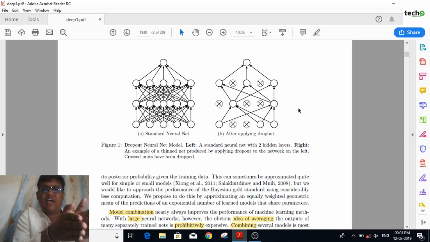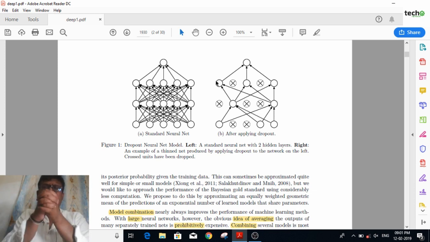What is dropout? What you are seeing at the left hand side, figure A, is a standard neural network. Here all the neurons are tightly bound to each other. Every neuron is connected to every other neuron in the layer. So this is the standard neural network.